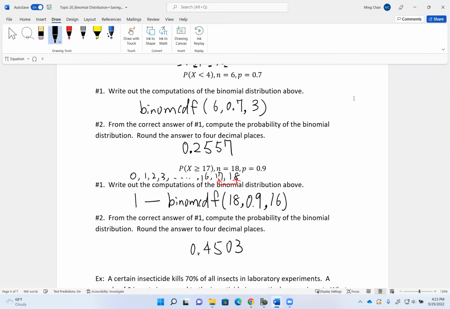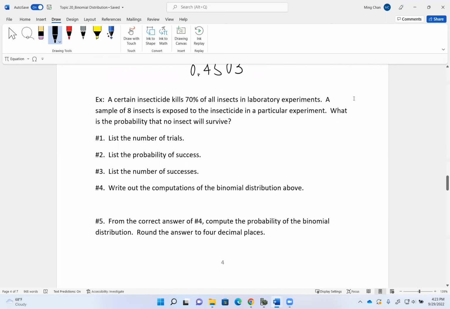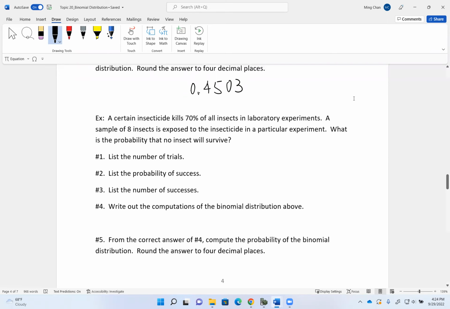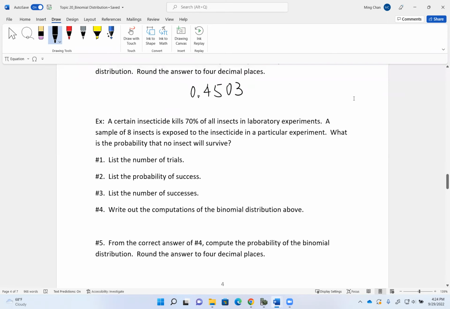Okay, so those examples are practicing how to use a calculator. Let's do an actual application. A certain insecticide kills 70% of all insects in a laboratory experiment. So this thing can kill 70% of all the insects. A sample of 8 insects is exposed to the insecticide in a particular experiment. What is the probability that no insect will survive? See, this is a little tricky on wording. Some of the questions we are going to see are a little bit tricky.